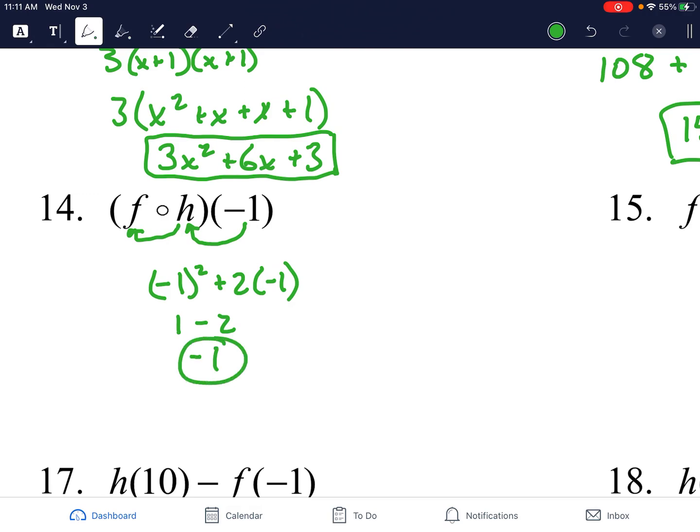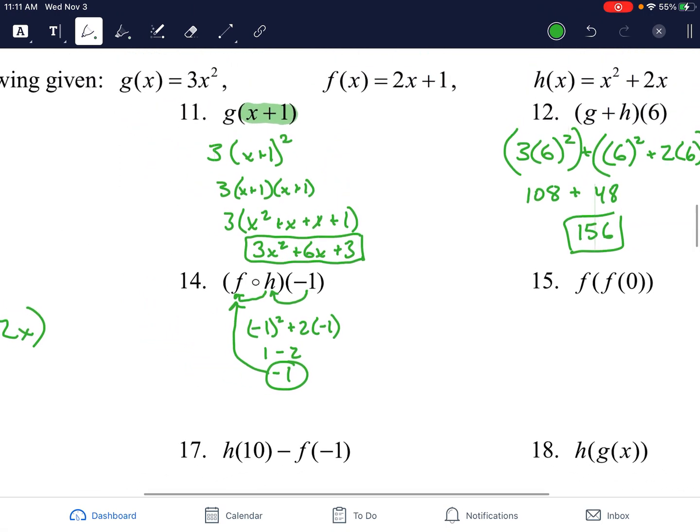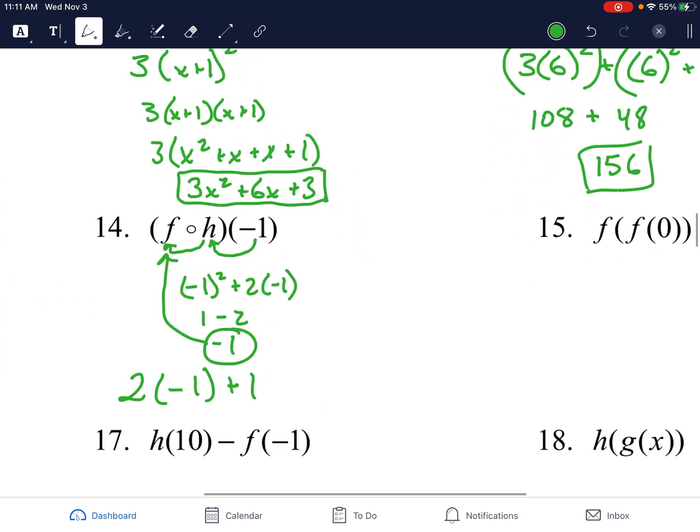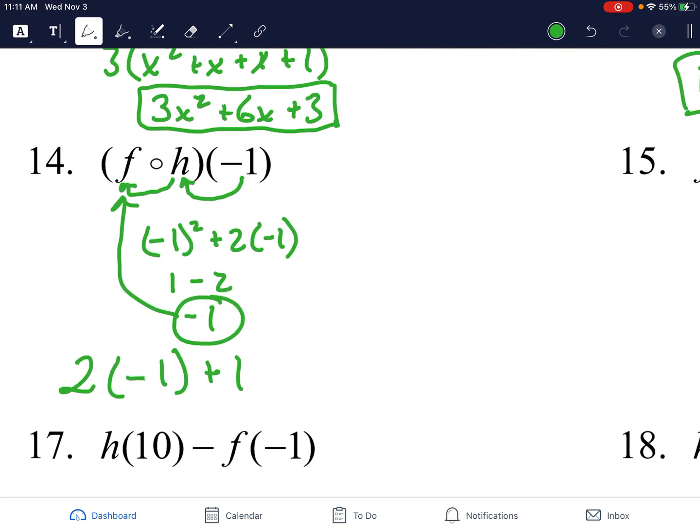Now we're going to put this value into the f function. The f function is 2 times x plus 1. So 2 times, we're putting negative 1 in for that x. 2 times negative 1 is negative 2. Negative 2 plus 1 is negative 1. So that is the answer, negative 1.